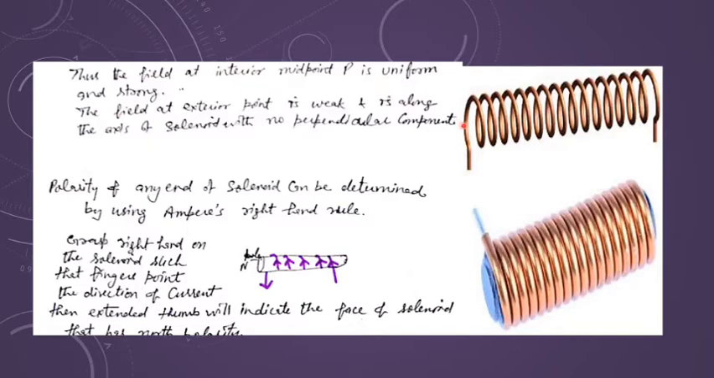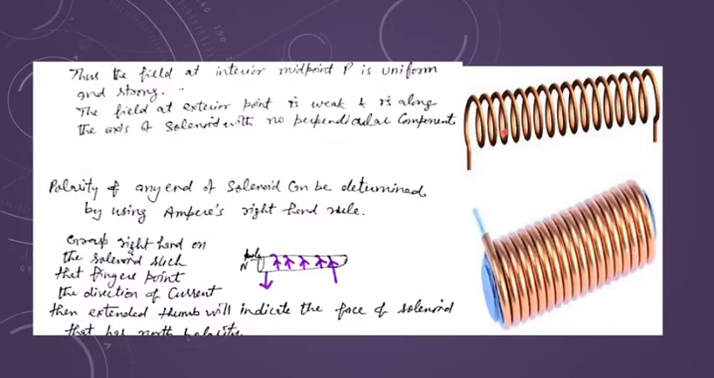So one end is the north pole, and then of course the other has to be the south pole. It has two poles like a bar magnet. It is actually behaving like a bar magnet. That also we will discuss in the coming lectures, when we talk about magnetism in detail.